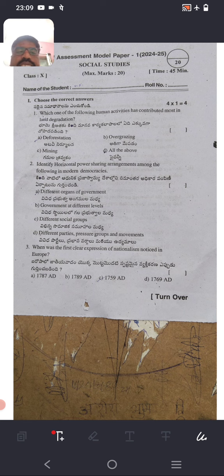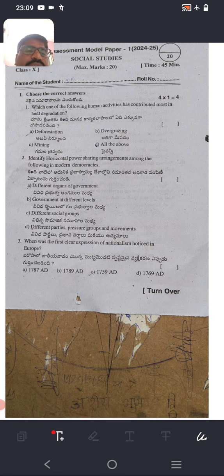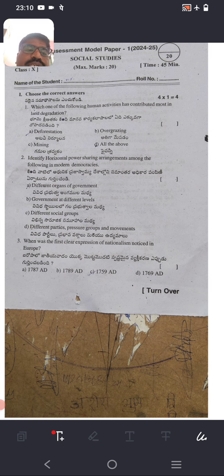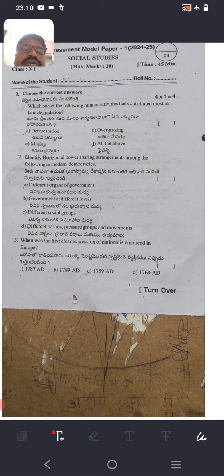The third question is when was the first clear expression of nationalism noticed in Europe? Options are A 1787, B 1789, C 1759, D 1769. In 1789, the first clear expression of nationalism was noticed in Europe, so the answer is B, that is 1789.